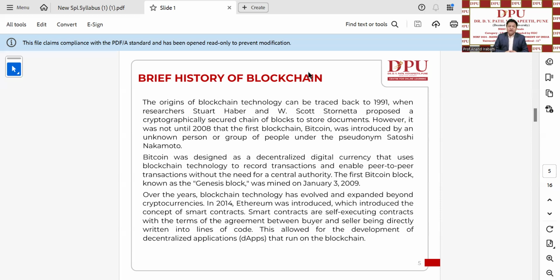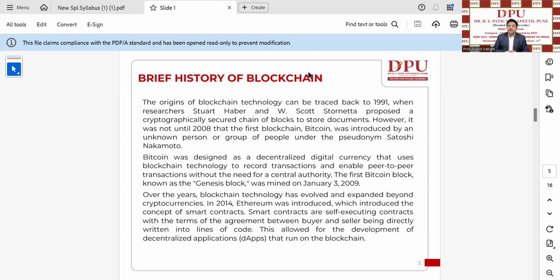So the first blockchain, that is Bitcoin, was introduced in the year 2008. And Bitcoin was designed as a decentralized digital currency. So the purpose of this Bitcoin is to introduce an alternative digital currency that uses blockchain technology, of course, to record the transactions and enables peer-to-peer transactions without requiring the need for a central authority or intermediary.